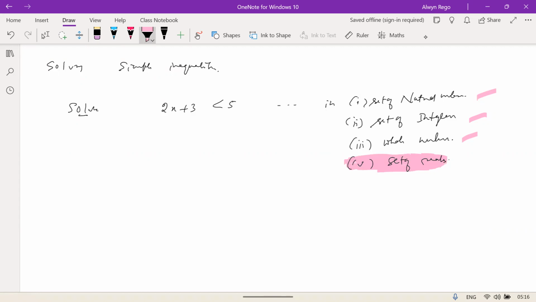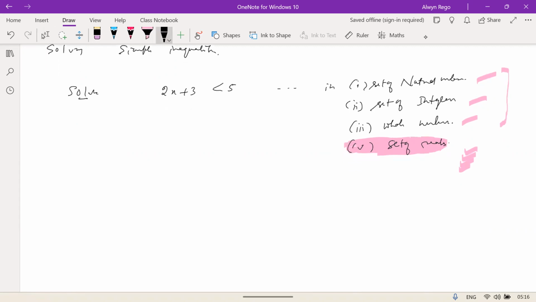For this question, I'm going to take up these different cases. Otherwise, solve would always mean that you solve on the set of real numbers. So let's say you have the first one: 2x plus 3 is less than 5. I can transpose. Transposing basically means that you subtract 3 on both sides.